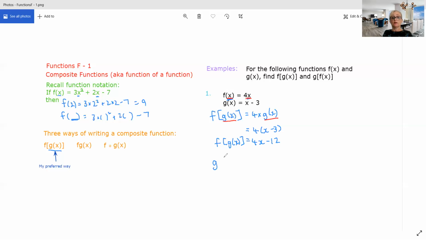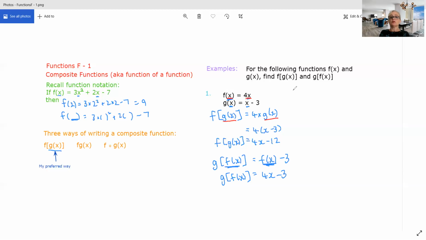Now g of f of x, same sort of thing, but what we're doing now is we're subbing f of x into our g of x rule. G of x says x minus 3. So g of f of x will be f of x minus 3. F of x was just our 4x, minus our 3, and we're already done there. Sometimes there'll be a fair bit of rearrangement necessary. Other times it'll be very simple like this.